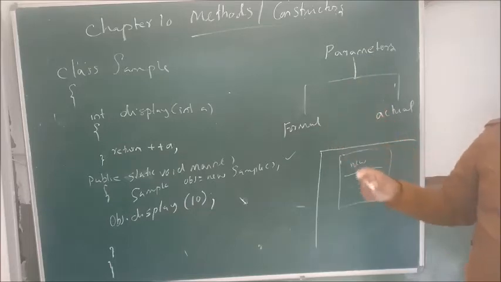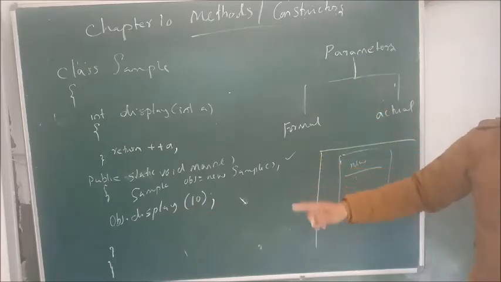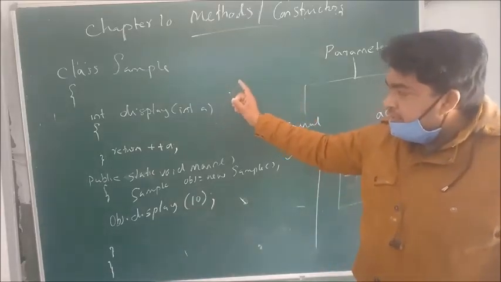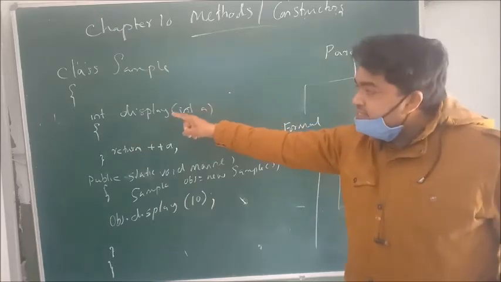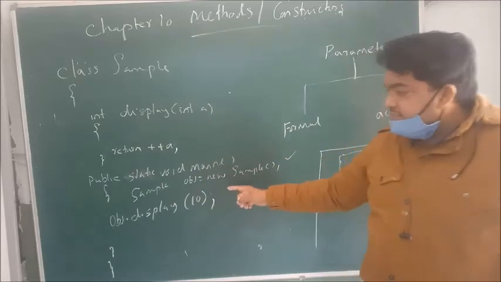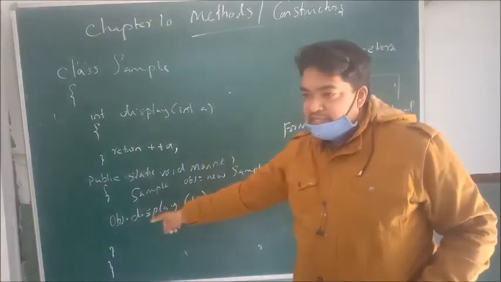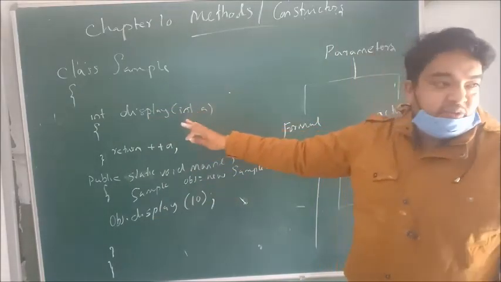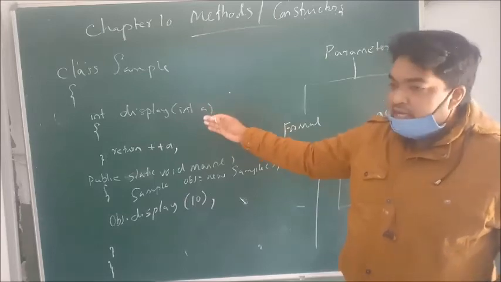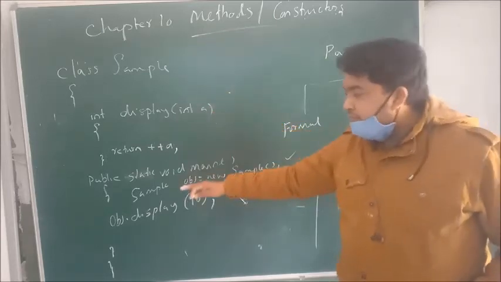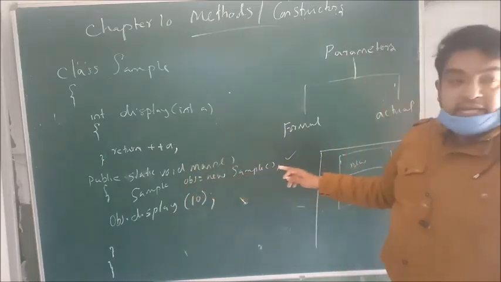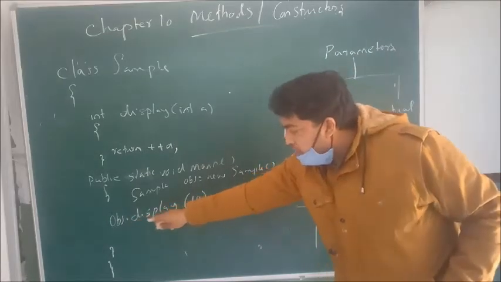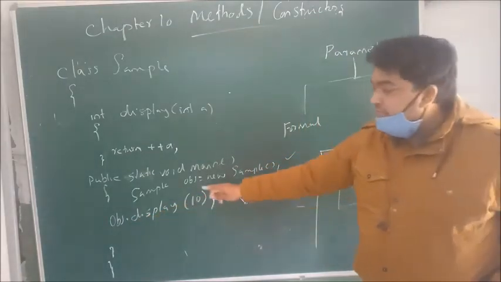Suppose if it is static, in display, we could access this one without using the object. But we just plan to keep it as a non-static one. So in order to access the non-static method from the static method, what I have done is I created an object of the class. Using that object, I am calling obj.display, where obj is the object.